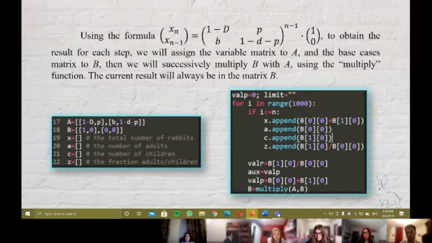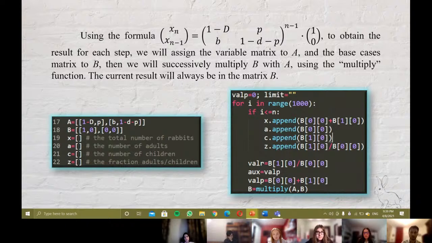So in the program on the right, we calculate 1000 steps for better accuracy of the results, and we memorize each result in arrays. In array X, we have the total number of rabbits. In array A, we have the number of adults. In array C, we have the number of children. And in array Z, we have the ratio, Cn divided by An. After each step, we update the matrix B to the next step.